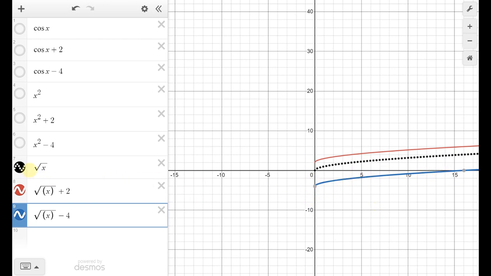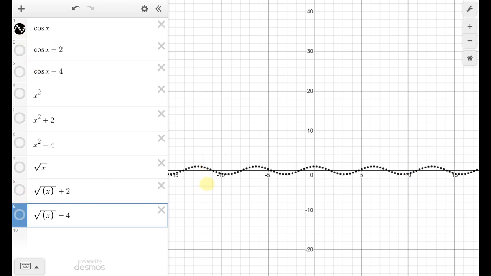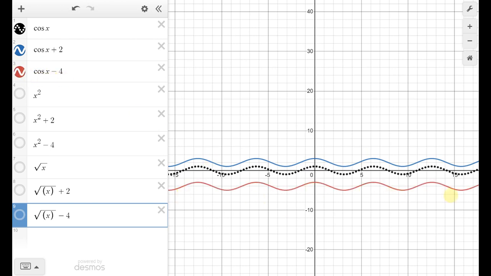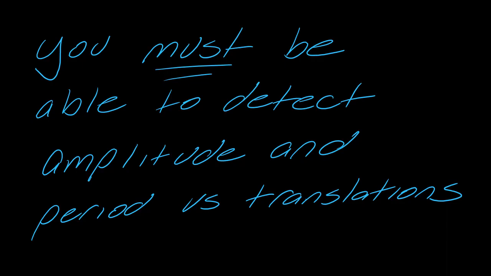So again, makes sense. Now if I do this in the context of having my trig functions, let's use this as my base function, cosine of x. If I add 2 on the outside, you can see it's just moved my entire cosine function up 2. And then if I were to subtract 4 like I have over here, now you can see that it just moves my whole cosine function down 4. So that is what these translations do.